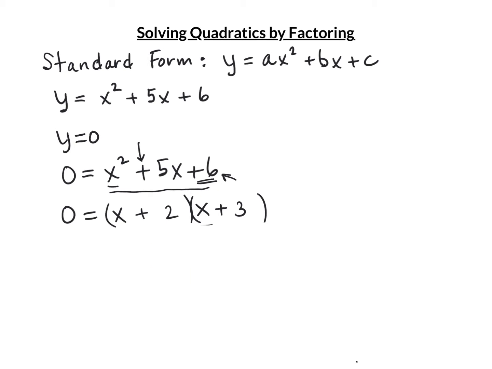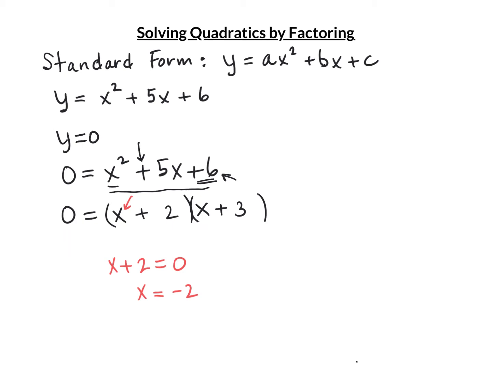What you do then is you ask yourself, what do you plug in for x that makes x plus 2 equal 0? You're really solving this equation. What makes x plus 2 equal to 0? Well, if you subtract 2 from both sides, you see that x would be negative 2. If you plug in negative 2 for x, negative 2 plus 2 is 0, and 0 times anything is going to be equal to 0.